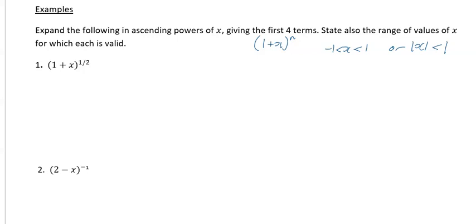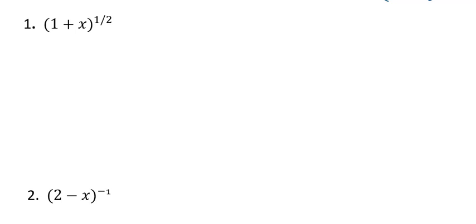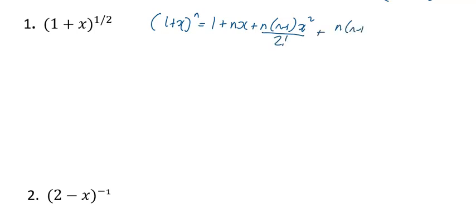So the first one's dead easy to see, the second one not so easy. Okay, we're going to zoom in on the first example, and then we'll get started. The first one's a nice easy example. It is pretty much in the form that we want. Remember, (1 + x)^n is equal to 1 + nx + n(n-1)x^2/2! + n(n-1)(n-2)x^3/3!, and so on.